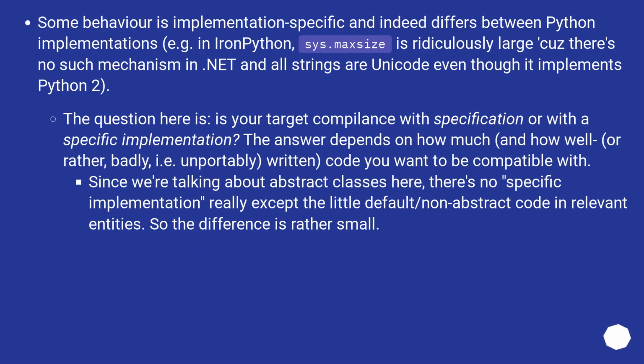Some behavior is implementation-specific and indeed differs between Python implementations. For example, in IronPython, sys.maxsize is ridiculously large because there's no such mechanism in .NET and all strings are Unicode even though it implements Python 2. The question here is: is your target compliance with the specification or with a specific implementation?